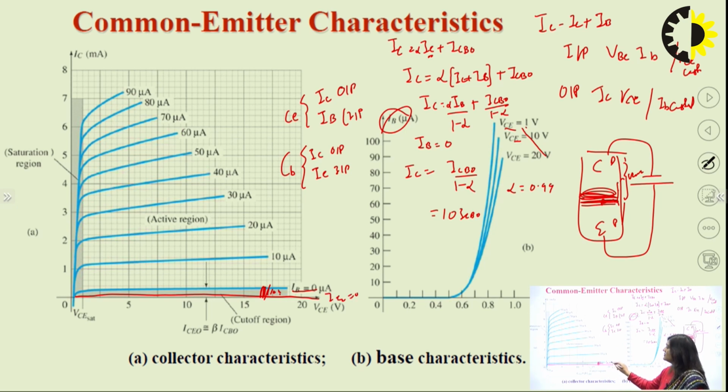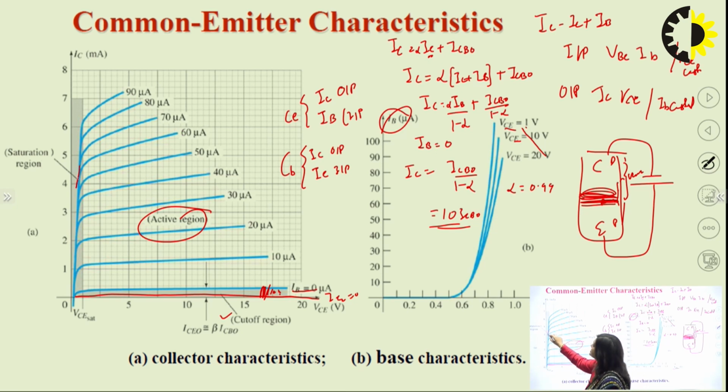But here we will have IB is equal to 0, and we have some ICBO here. So this is the important point here. And also this region is the active region, this region is the cutoff region, and this region is the saturation region here.